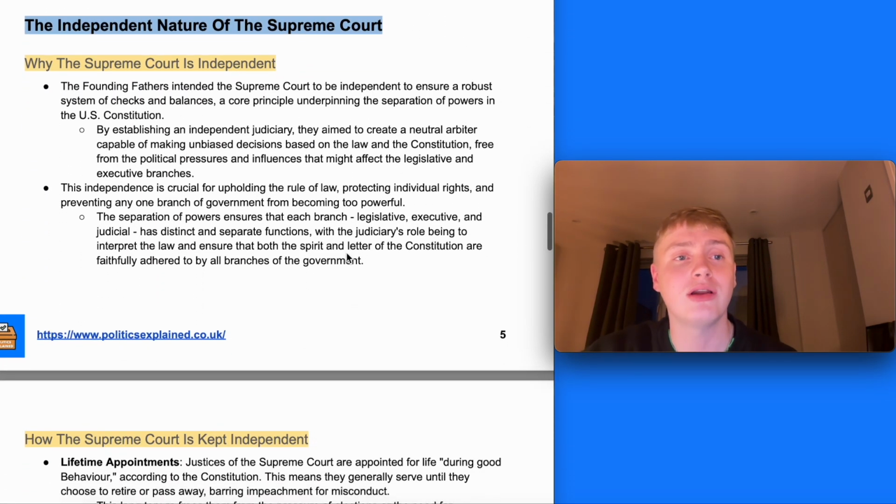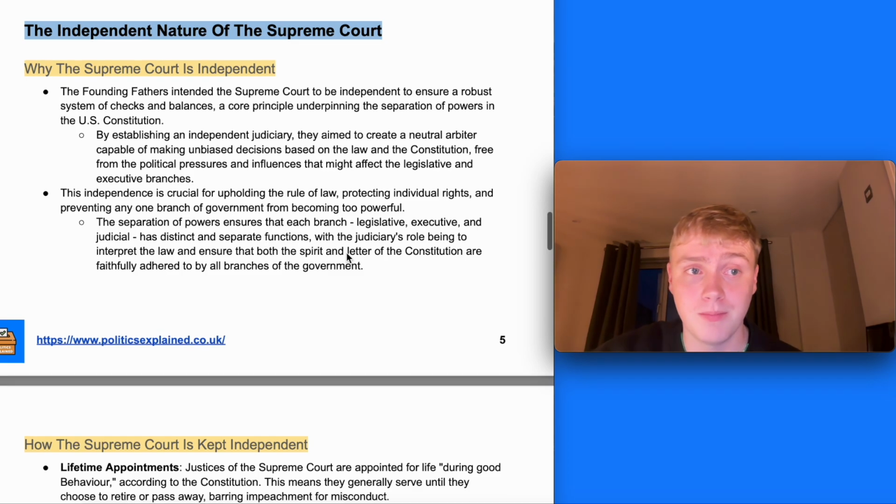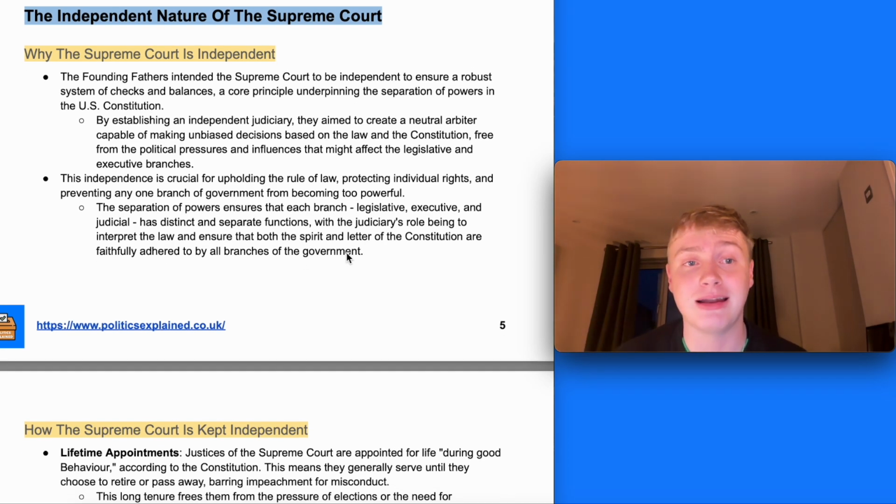Okay, what we're going to have a quick look at now is the independent nature of the Supreme Court. So why the Supreme Court is independent. The Founding Fathers intended the Supreme Court to be independent to ensure a robust system of checks and balances, a core principle underpinning the separation of powers of the US Constitution. By establishing an independent judiciary, they aimed to create a neutral arbiter capable of making unbiased decisions based on the law and the Constitution, free from the political pressures and influences that might affect the legislative and executive branches.